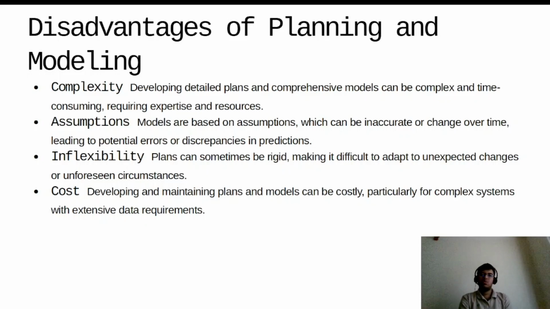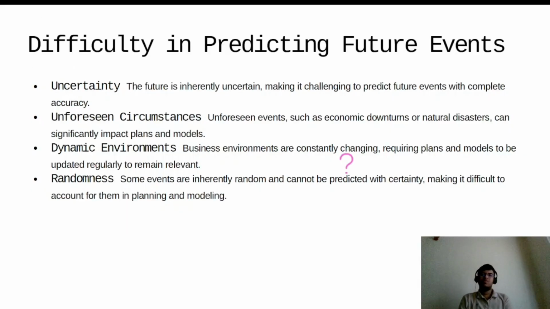Next is the cost. So developing and maintaining plans and models can become costly, particularly for some systems with expensive data requirements, meaning they need various type of inputs or what the team is going to handle on it. Next we'll see is difficulty in predicting future events.